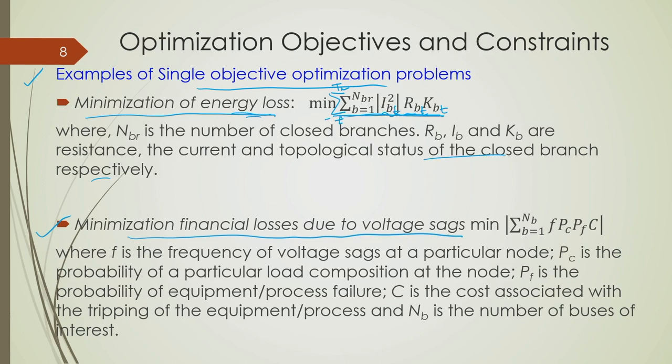Similarly, minimization of financial losses due to voltage sag is considered to be another objective function in a single objective optimization problem for this network reconfiguration. This includes losses due to voltage sag, which is also a function of the probability of a particular load composition in a particular node, the probability of equipment failure, and the cost associated with the tripping of the equipment or process.